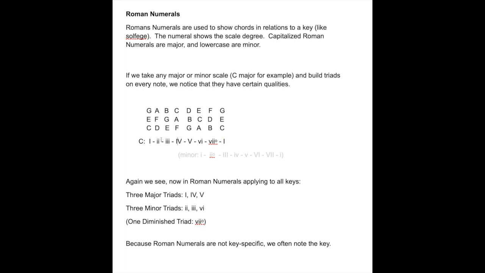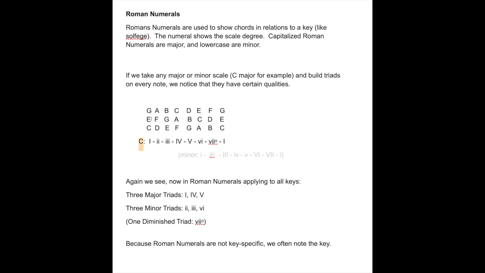Again, you're not going to be tested on figuring out a song like this, but I want you to know how these work. So what are they telling us? They're telling us what the root of the chord is in relation to the key. So let's take the key of C.